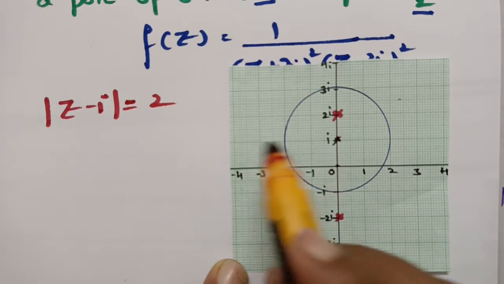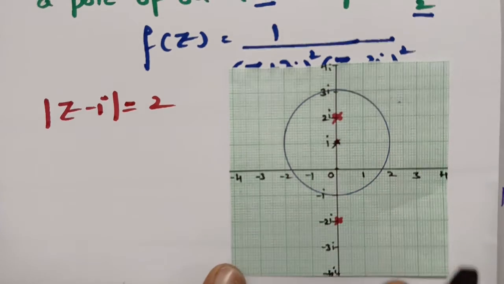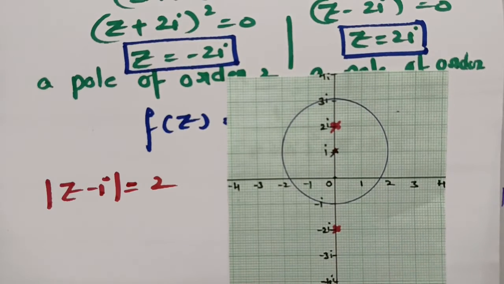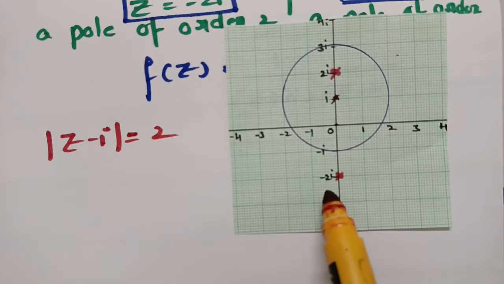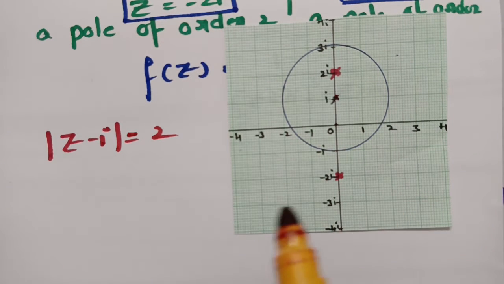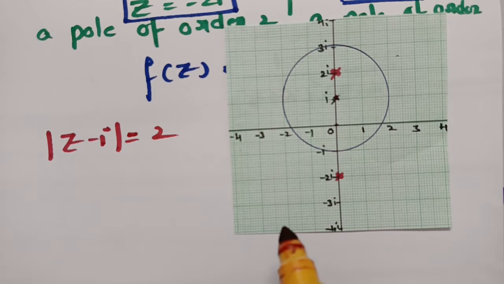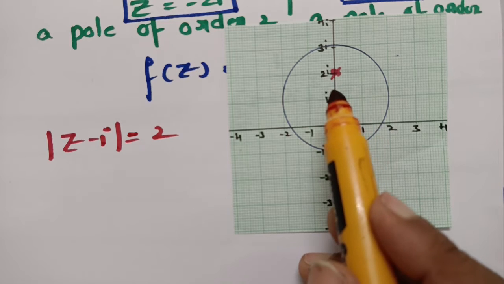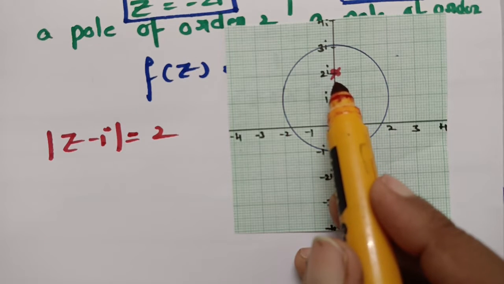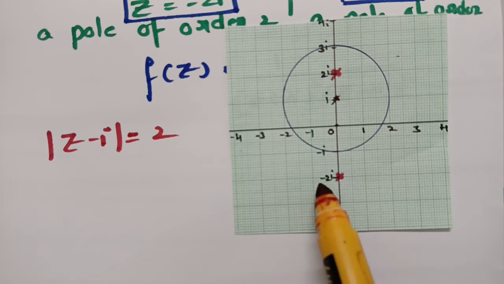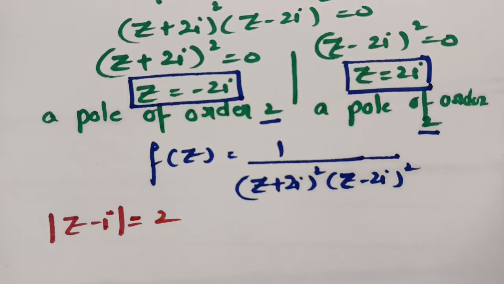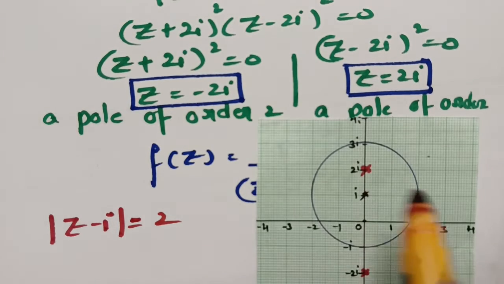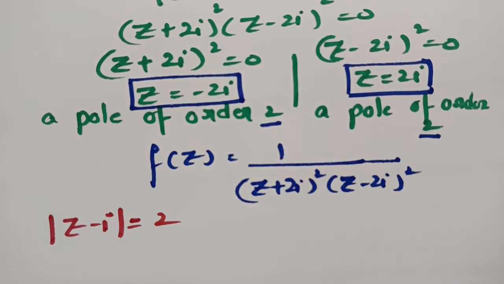A circle is drawn, and if you observe, we have the two poles plus 2i and minus 2i. You can see that 2i is within the circle and minus 2i is outside the circle. So in order to calculate this integral of f(z) dz using the residue theorem, we have to calculate only the residues which are inside the circle. Here the pole inside is 2i, so we have to neglect minus 2i and proceed. Clear? Did you understand? So the plus 2i value is needed for finding the residue.